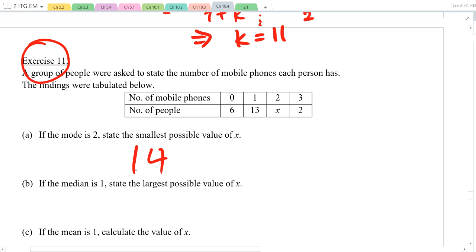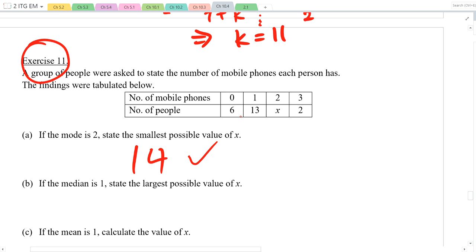You all agree? Part A, answer 14? Hello class? Part A, 14? Nobody disagrees. Okay, you're right, it is 14. Now part B, that's the interesting one.